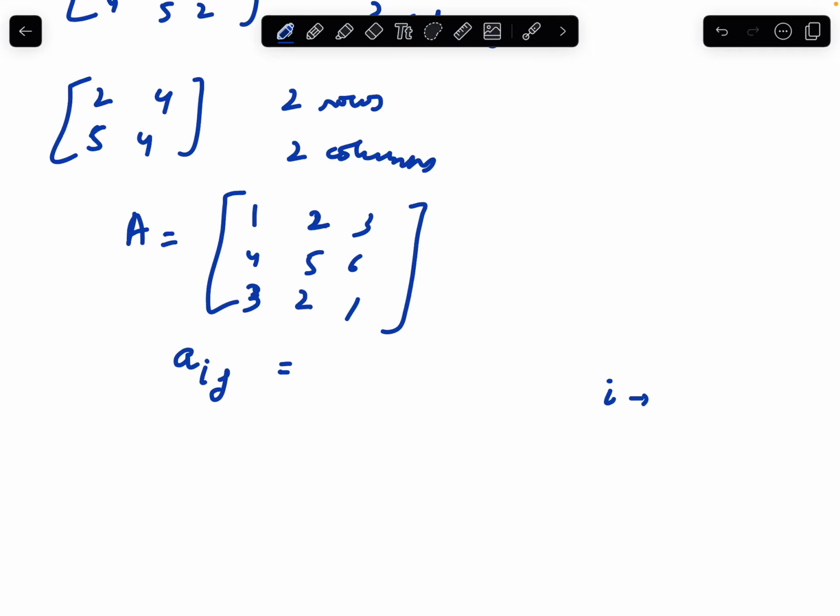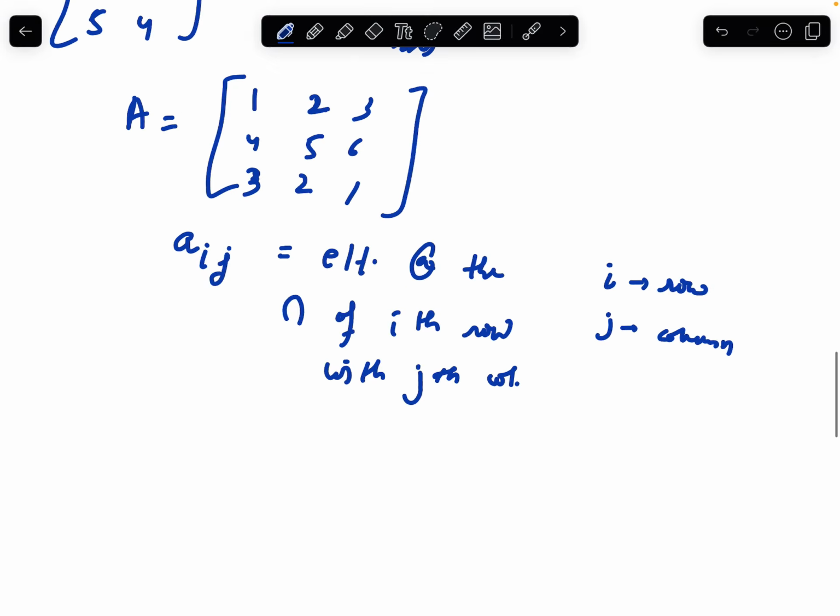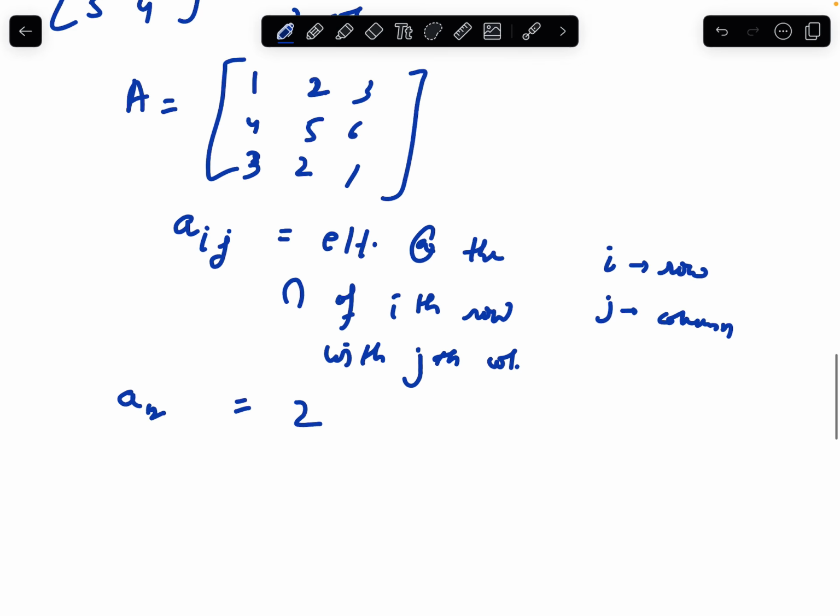i represents row, j represents column. So aij means element at the intersection of ith row with jth column. Okay, so let's write a12 means element at the intersection of first row with second column. So this is the first row, this is the second column. Here we're intersecting, so it is 2.